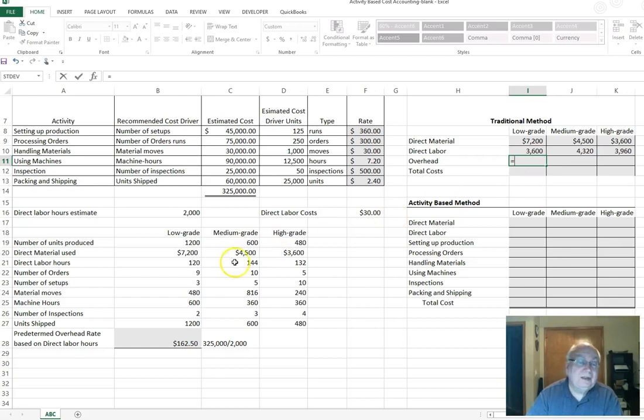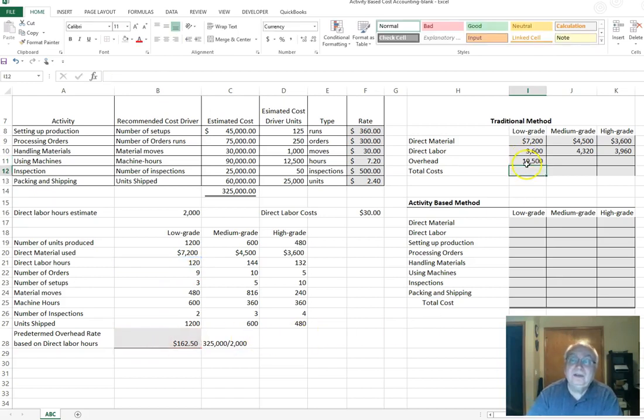Overhead, well, that's based on direct labor hours, so it's 120 times the 162.50, which I don't want to move when I copy it across. So I anchor that, and that will go across. And then we just simply total these, and that's my total cost for this batch of production. Low grade steel, I have $30,300 in it, $32,220, and $29,010 in the high grade.